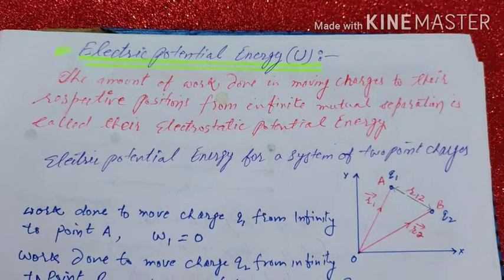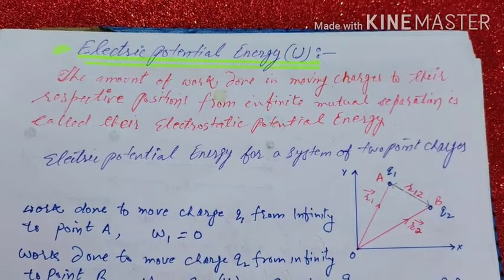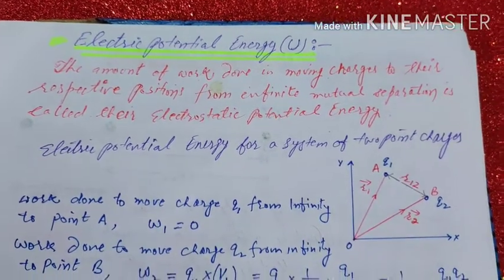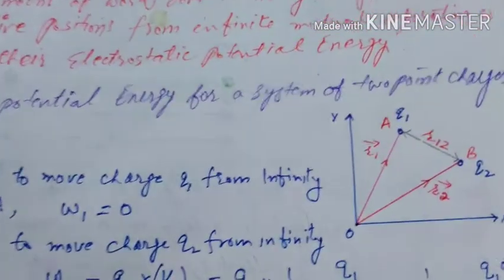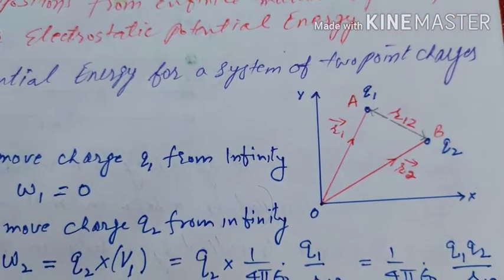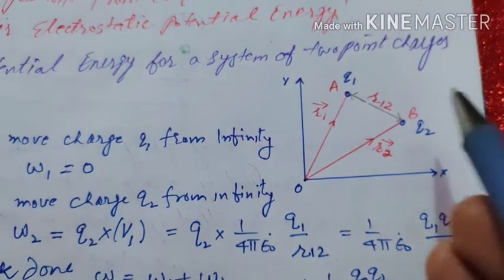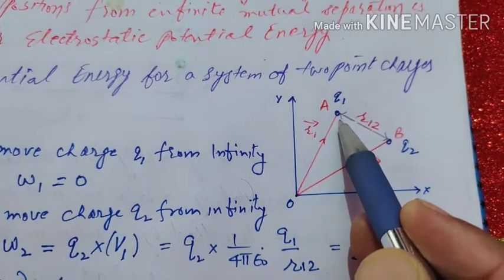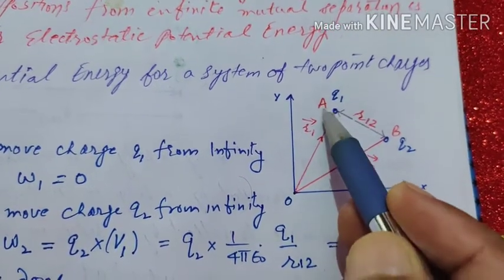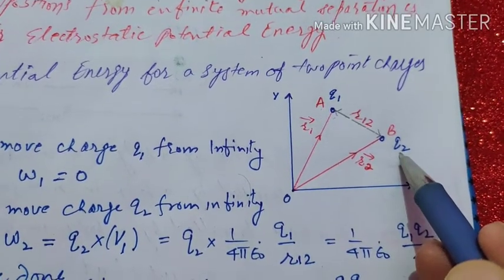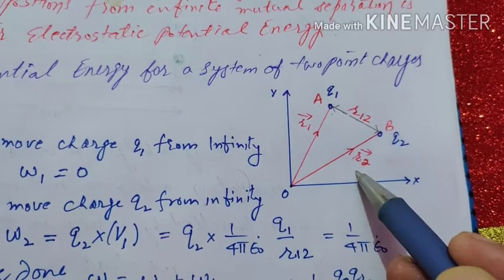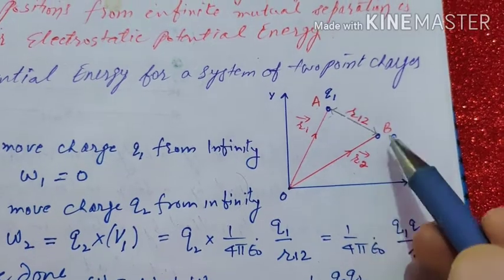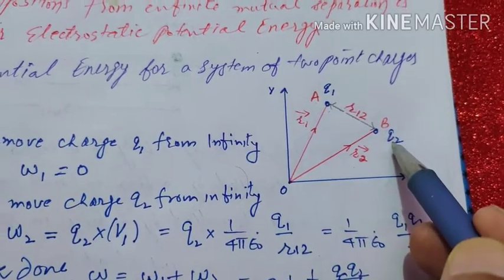To derive a relation for electric potential energy for a system of two point charges, you just concentrate on this diagram. Here I have taken two charges. First is Q1 having position vector R1 at A, and charge Q2 lies at B having position vector R2. So these are their respective positions.